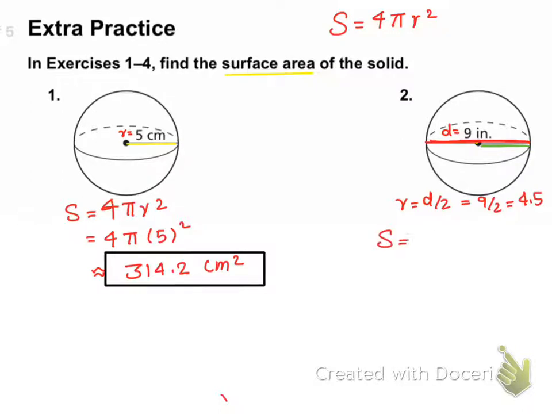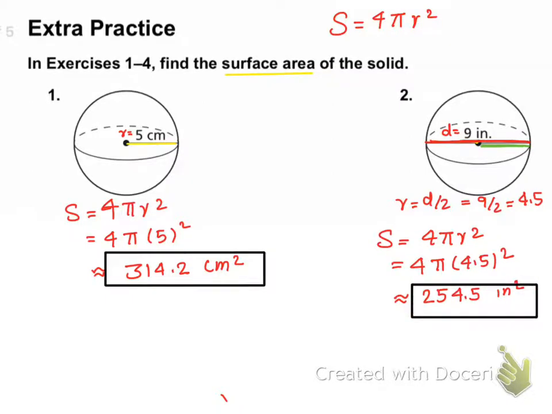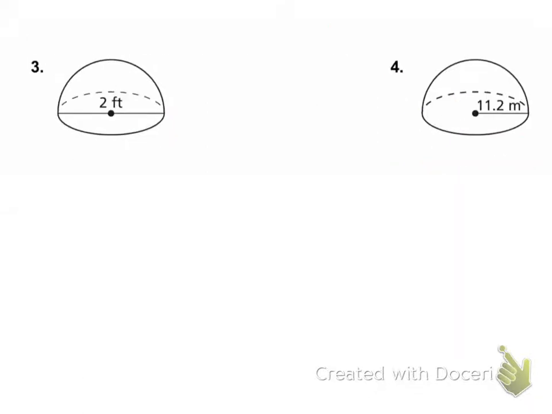Your surface area is 4 pi r squared, just plug it in. 4 pi times 4.5 squared, and when you solve it to the nearest tenth, it's 254.5 square inches. That's your final answer. So these two questions were about surface area. Let's move to the third and fourth, which are also about surface area of a sphere.